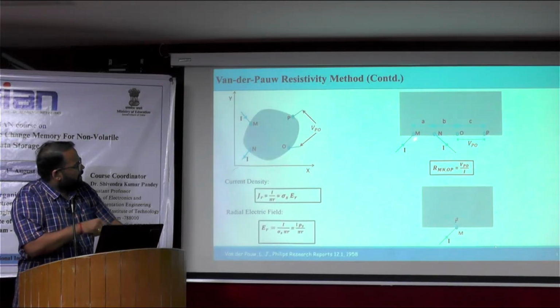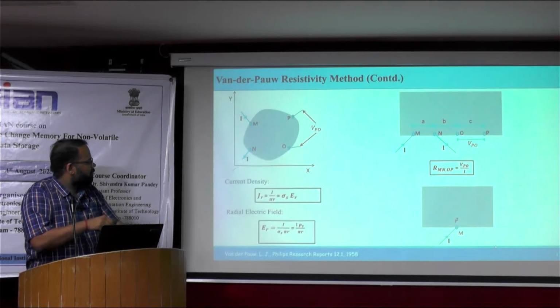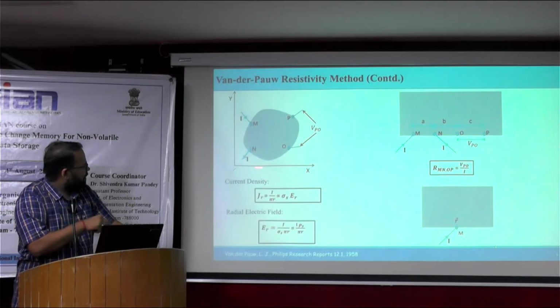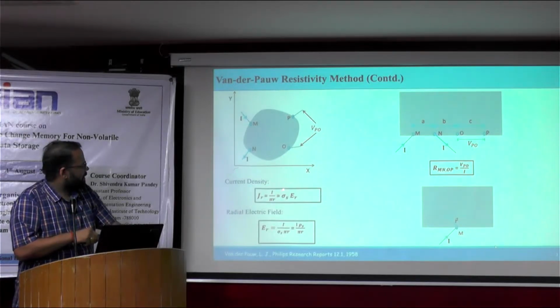If you are sourcing current at these 2 terminals and measuring the bias on the other side, you can get a resistance, this V by I relationship. So what is the thing basically here? First, you need to identify the current density, and based on this mathematical equation, you can get the current density and then the radial electric field.